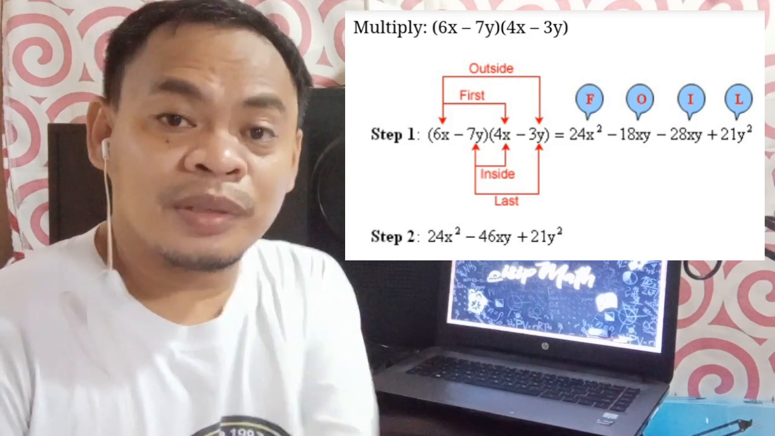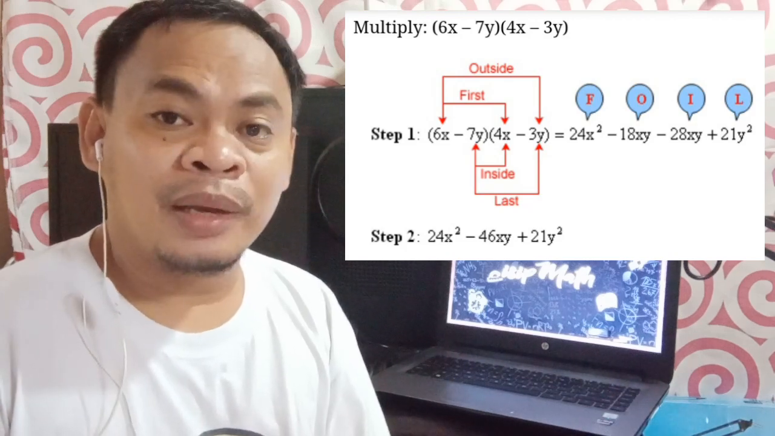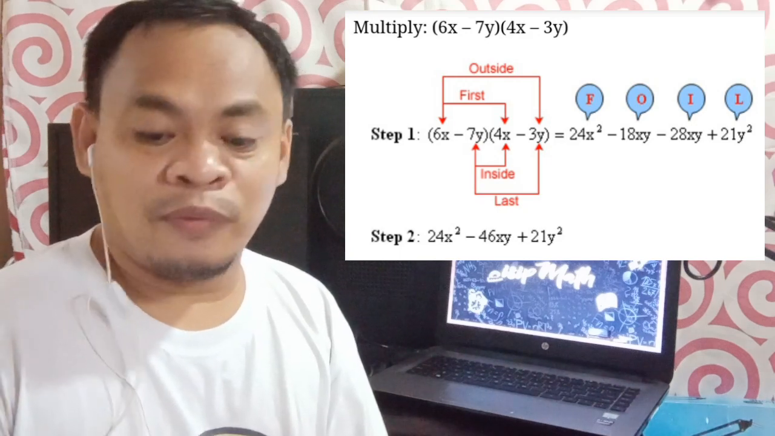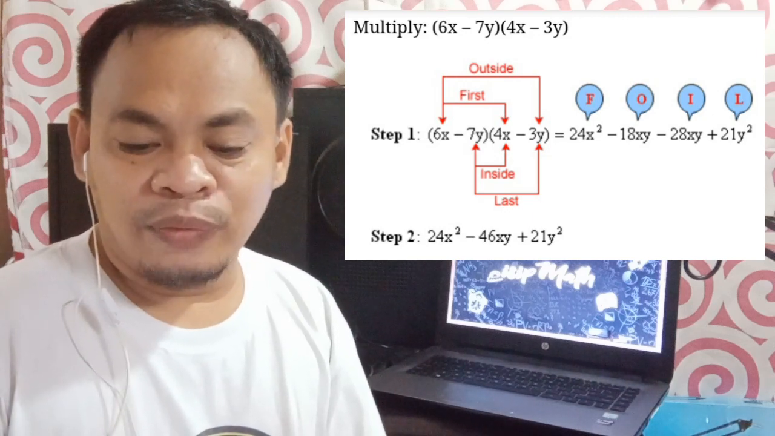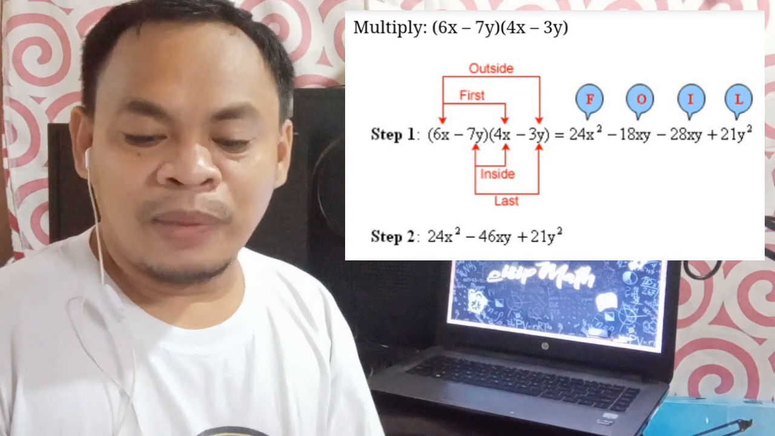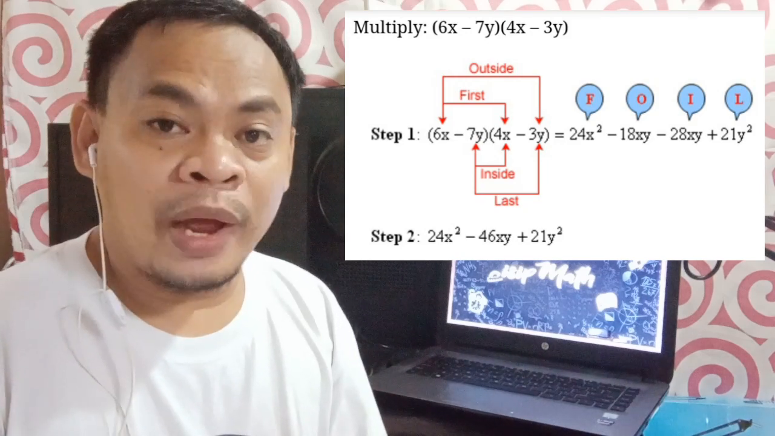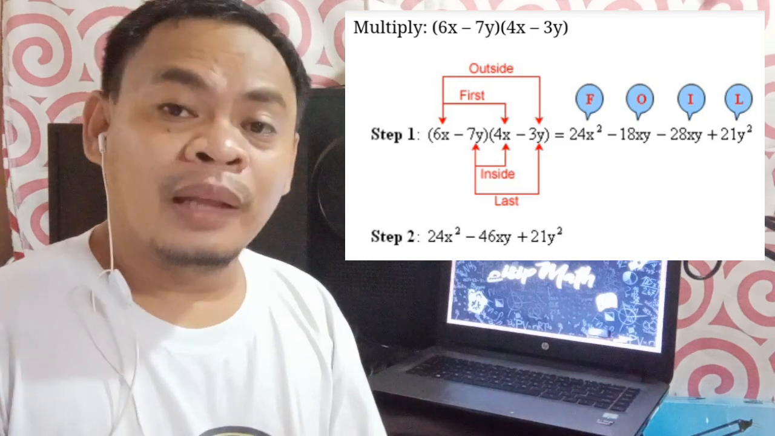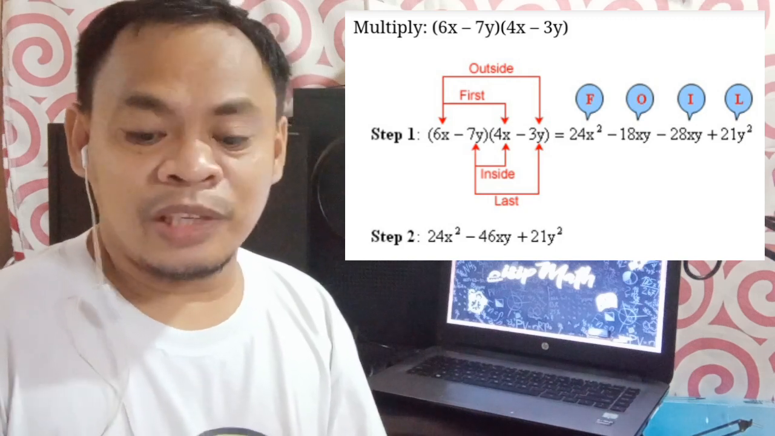For the inner terms, which are negative 7y multiplied by positive 4x, the answer is negative 28xy. And for the last terms, which are negative 7y multiplied by negative 3y, the answer is positive 21y squared. It became positive because 7y is negative and 3y is negative. So, a negative number multiplied by a negative number, the result is positive.